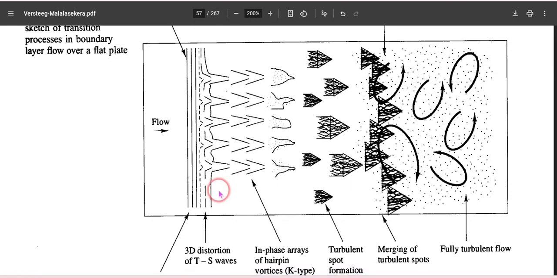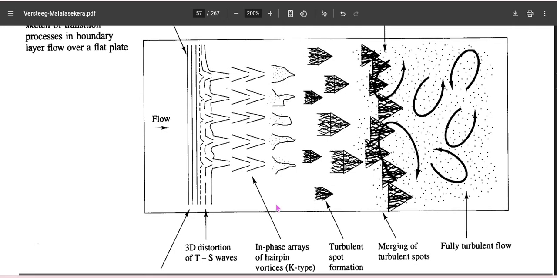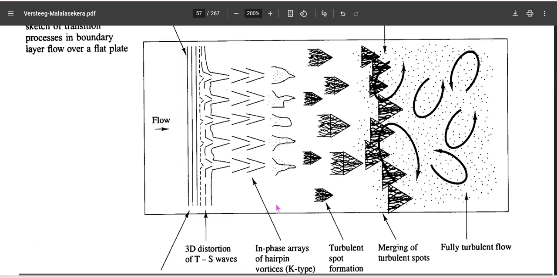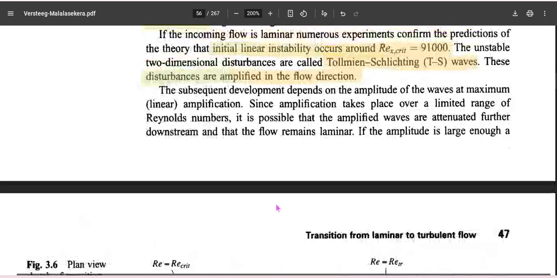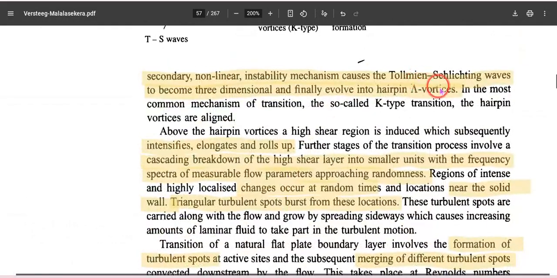So initially the flow is laminar, then there occurs some kind of instability of waves which have a long wavelength along the principal direction. Further downstream, there are two conditions: either the amplification is attenuated, or the amplitudes are amplified, and then certain structures occur, like hairpin vortices.